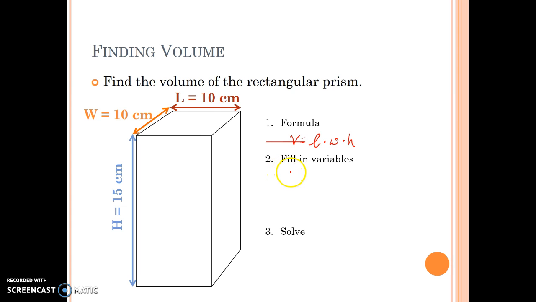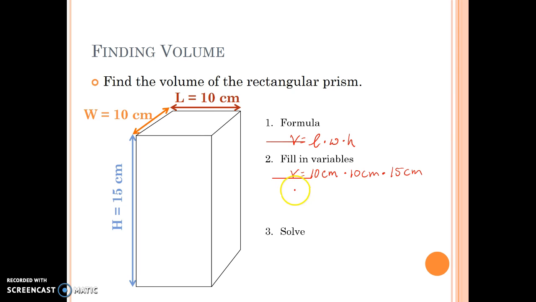Now let's go ahead and fill in the variables. We're going to keep our volume equals. And for length, we will write 10 centimeters. For width, we will write 10 centimeters. And for height, we will write 15 centimeters.